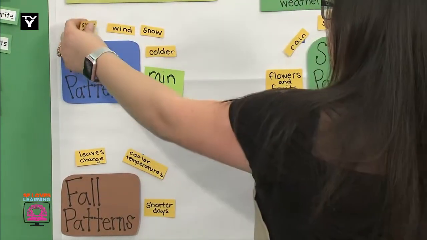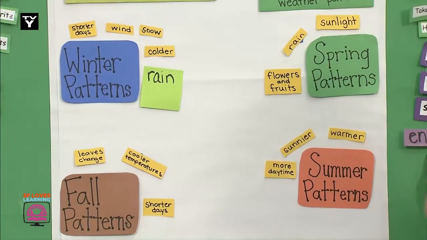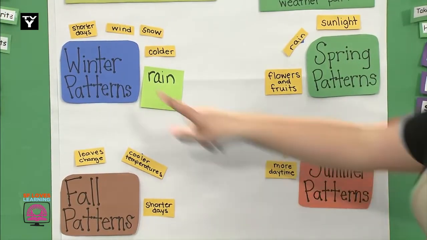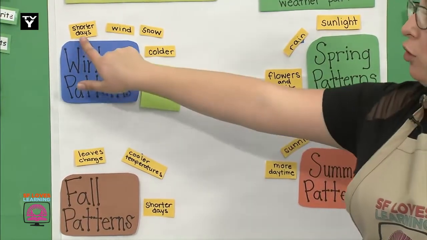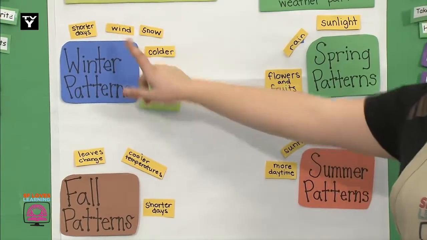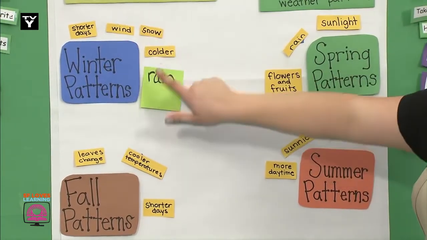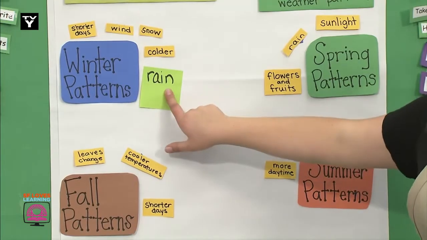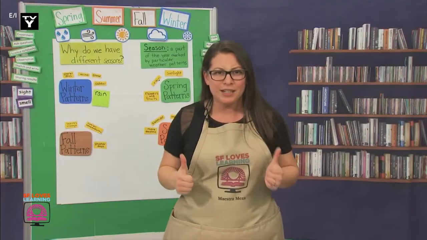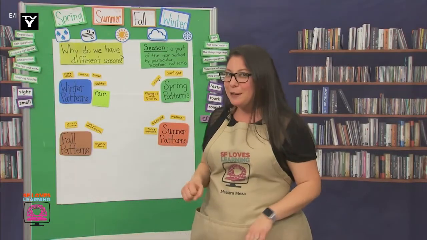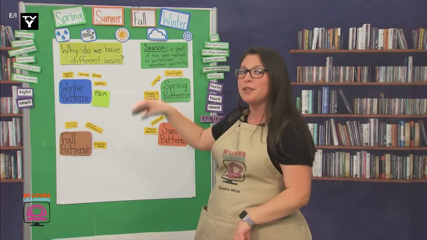Ooh, a lot of stuff for winter patterns. All right, so let's reread it. Winter patterns. We see shorter days, wind, snow in other places. It gets colder, and we get rain. Great job, scientists. You know, I'm starting to notice a pattern between the seasons.